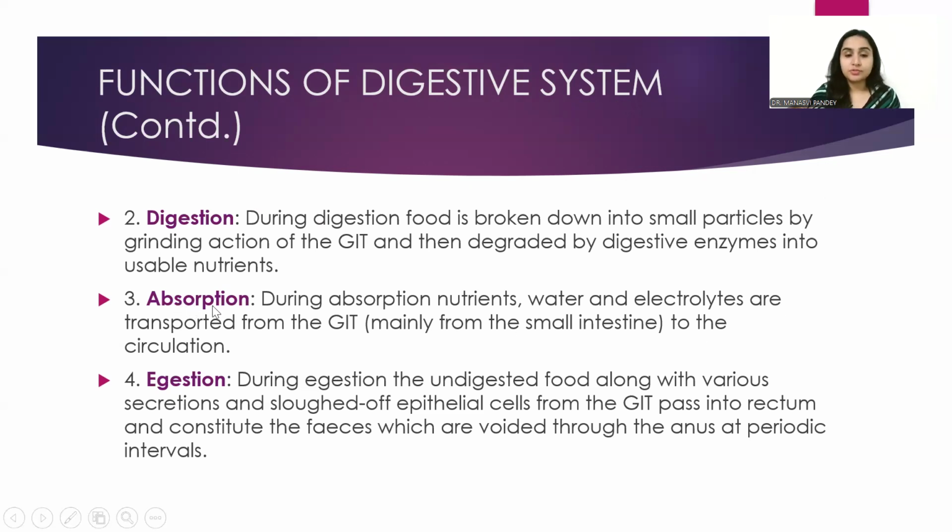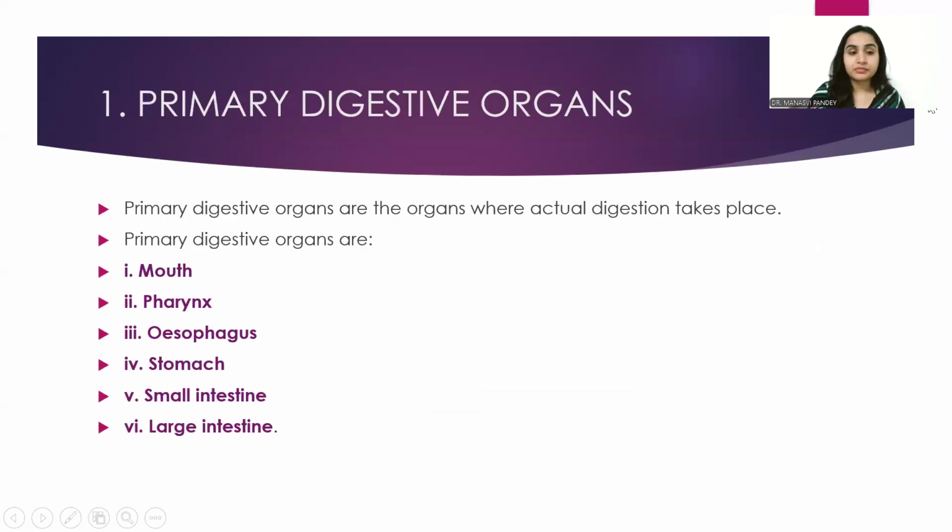Absorption. During absorption, the nutrients, water, and electrolytes are transported from our GIT, mainly from the small intestine, to our normal circulation. The egestion process is the removal of waste from our body. During egestion, the undigested food along with various secretions and sloughed off epithelial cells from the gastrointestinal tract pass into the rectum and constitute the feces, which are voided through the anus at periodic intervals.